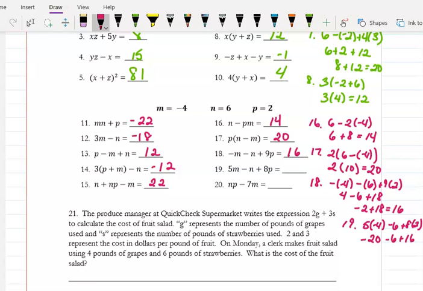Now left to right, negative 20 minus 6, those are both negative, so we add them, keep the negative. And then because we have a negative and a positive, subtract and take the sign of the higher, so that would be negative 10.